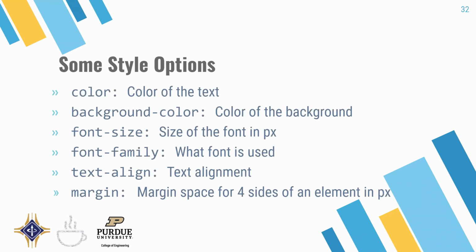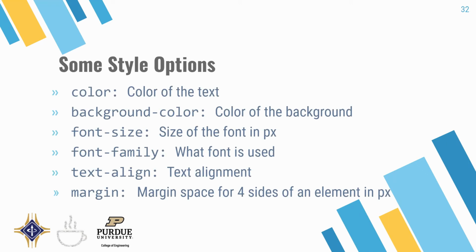So here are some of the most commonly used styling options available in CSS. Color, as the name suggests, is the color of the text. There are a lot of predefined colors like red, blue, green, black, white, light green, orange, you name it. But if you have a very specific color you want to use, you can also use a hex code if you're familiar with how hex code colors work. If not, don't worry about that too much.